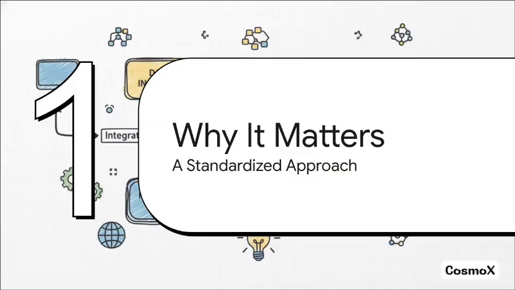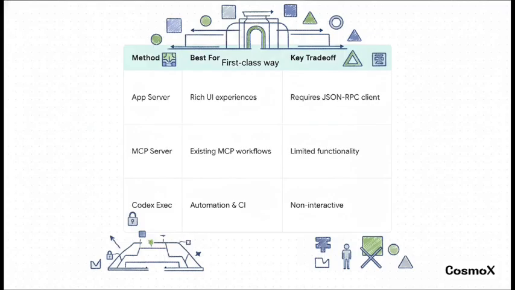Okay, so let's zoom out for a second. We've been down in the weeds with the technical details, but why is the standardized approach so important? What does it mean for the future of AI agents? Well, it matters because it creates a stable, first-class, officially supported way for anyone to build on top of Codex. Now, sure, there are other, more limited ways you could talk to the agent, but the app server is the real front door. It's the method you use if you want to build a truly rich, interactive, and powerful application.